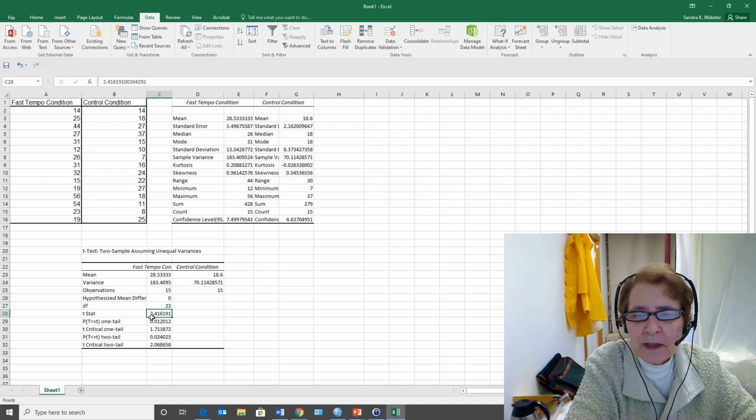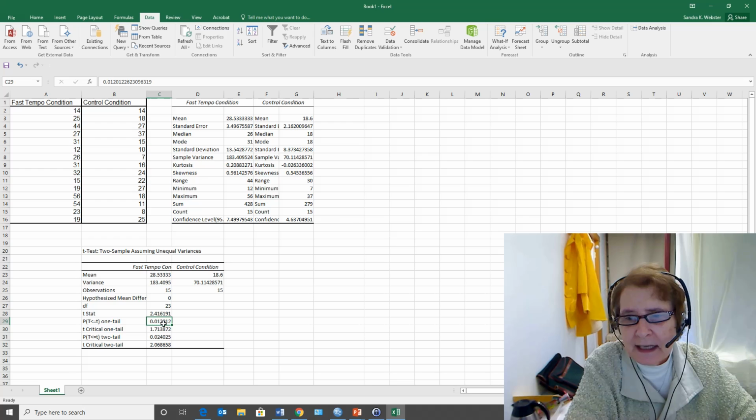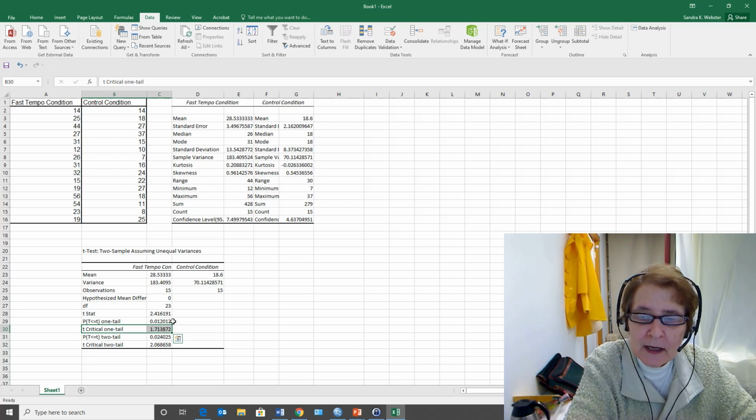The t-value is 2.416. The probability one-tailed of getting this, and we did have a one-tailed test, is 0.012. So it's less than alpha. This is a significant result. This is redundant, the critical tail. If you were using the critical value, you'd have to say, well, is my observed t-value, 2.41, greater than the critical t, 1.71? Yes, it is. So these two numbers are basically redundant. They're giving you the same answer.